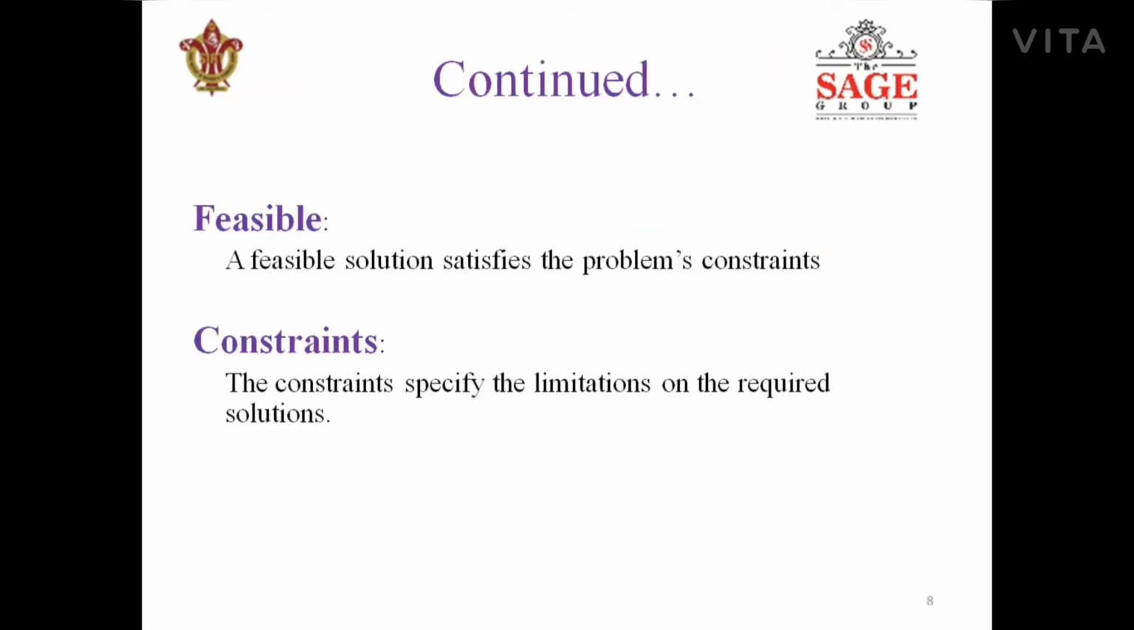So what is the meaning of feasible? We are continuously using the word feasible. A feasible solution satisfies the problem's constraints. Whatever constraints and conditions we apply on the input set, if those conditions are fully satisfied by an input, then that input value is called a feasible solution of that problem. And what is a constraint? As all of you know, constraints specify the limitation on the required solution.